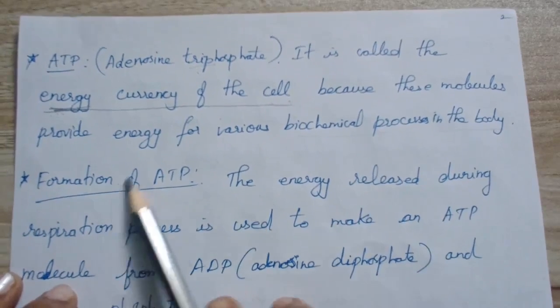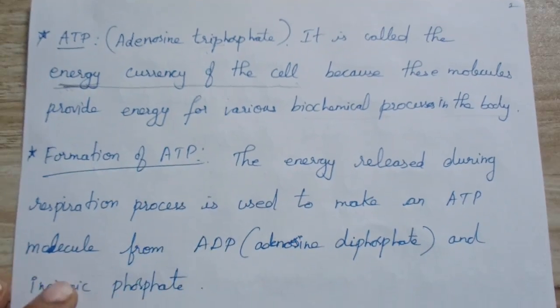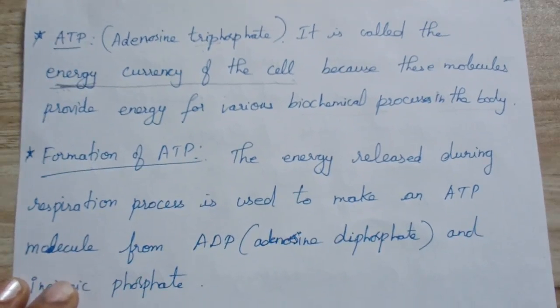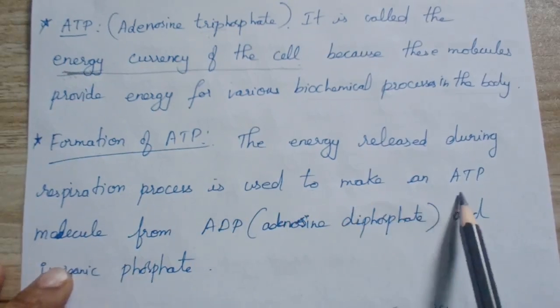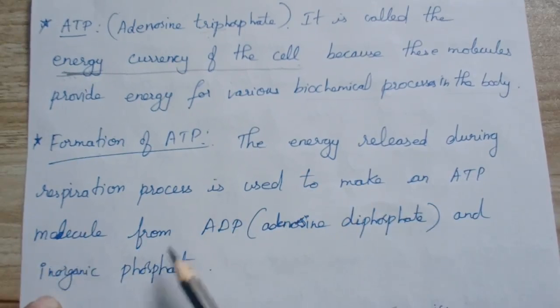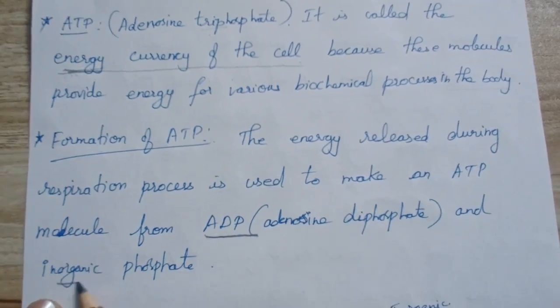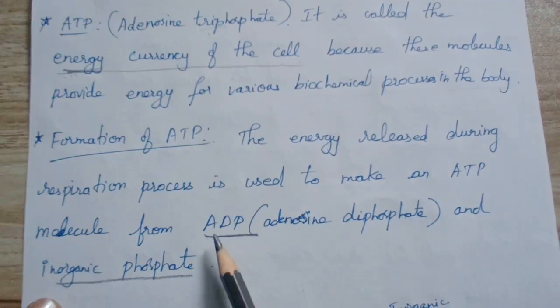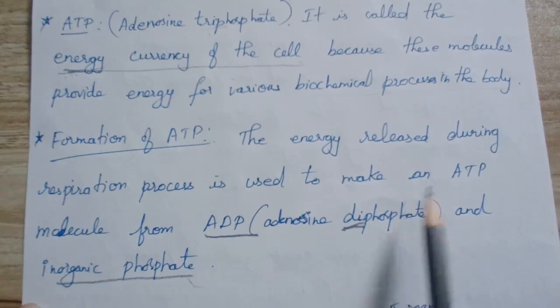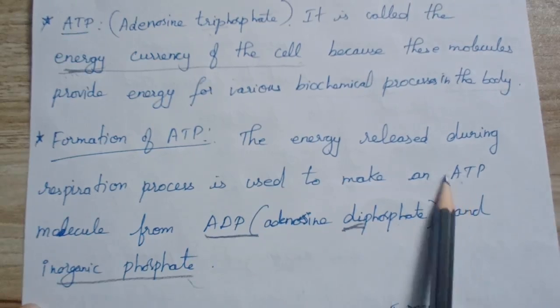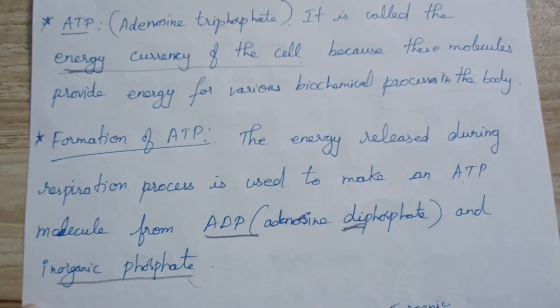Okay, next, how is this ATP formed? We have said energy is released during the respiration process. The energy released during the respiration process is used to make an ATP molecule from ADP and inorganic phosphate. ADP is adenosine diphosphate. Di means 2, diphosphate. From the ADP and inorganic phosphate, ATP is formed, with the help of the energy released during respiration.